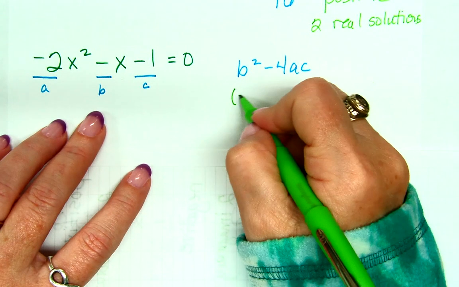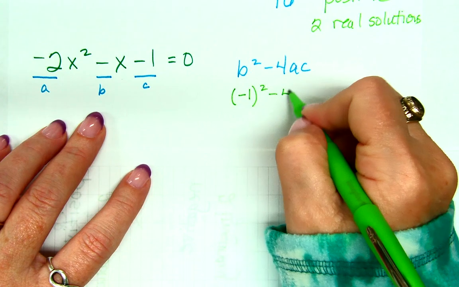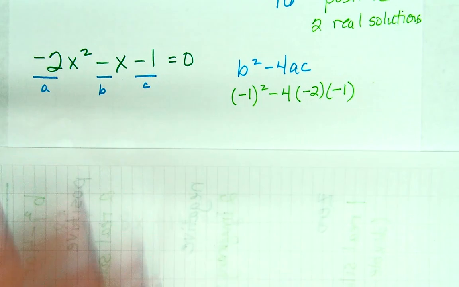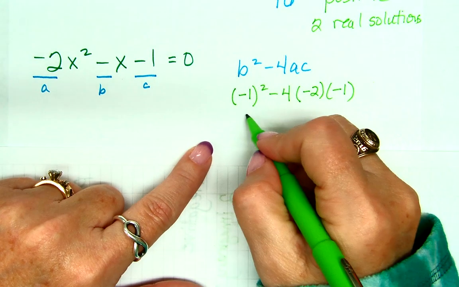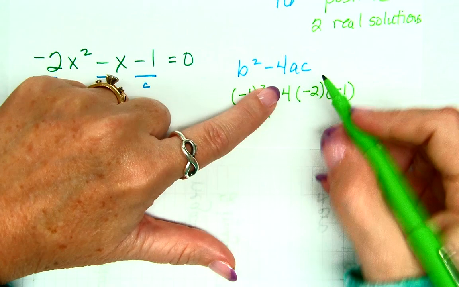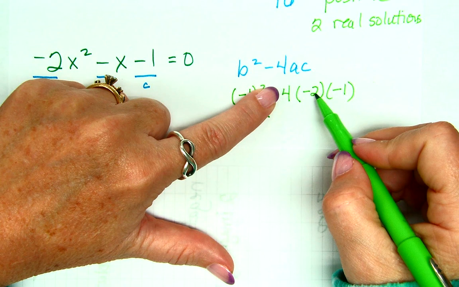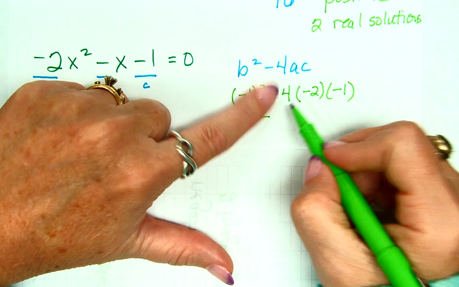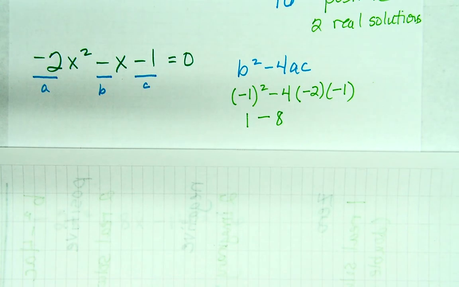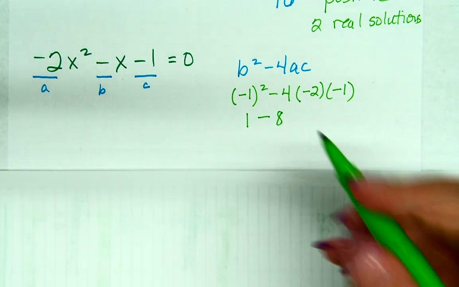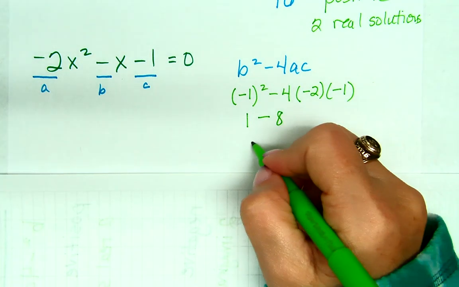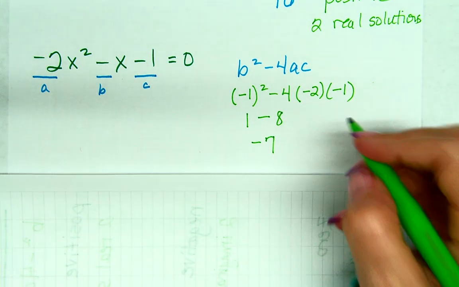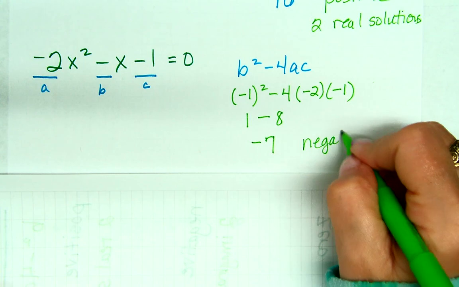B is what? -1. Squared minus 4 times -2 times c, which is -1. That's 1 squared, 1, minus, what's 4 times -2? -8. -8 times -1? 8. What's 1 minus 8? -7. So now what do you know? It is negative. 2 imaginary solutions.